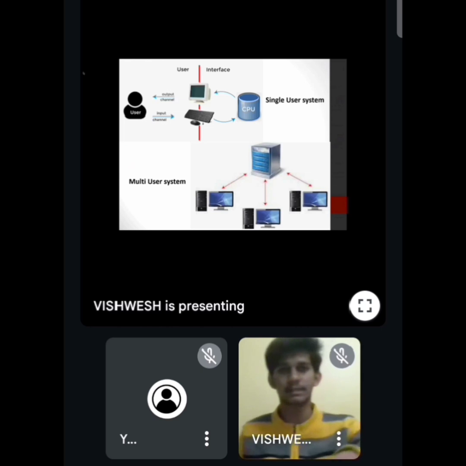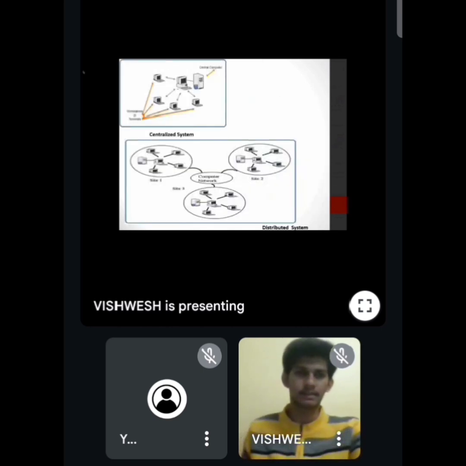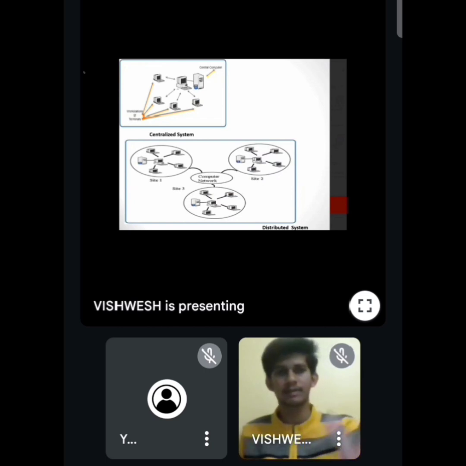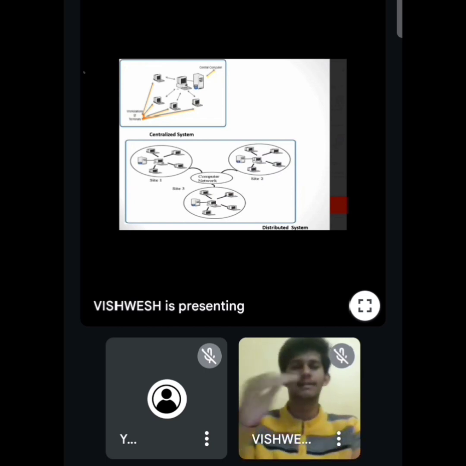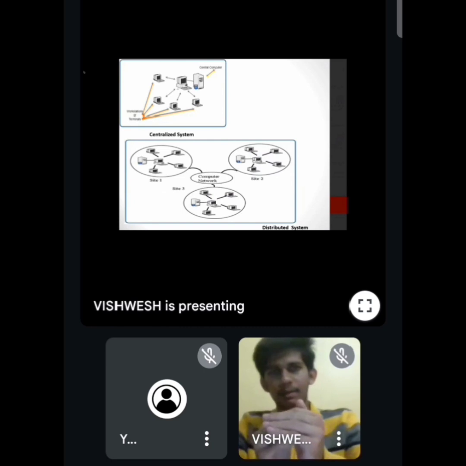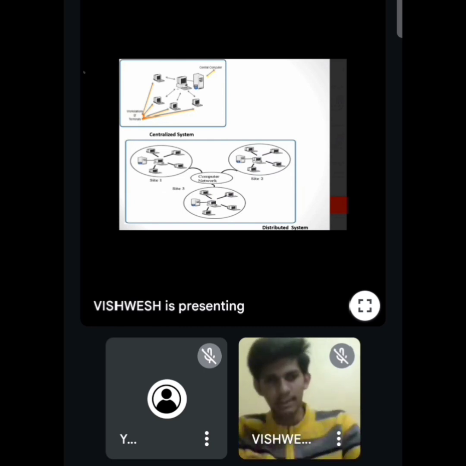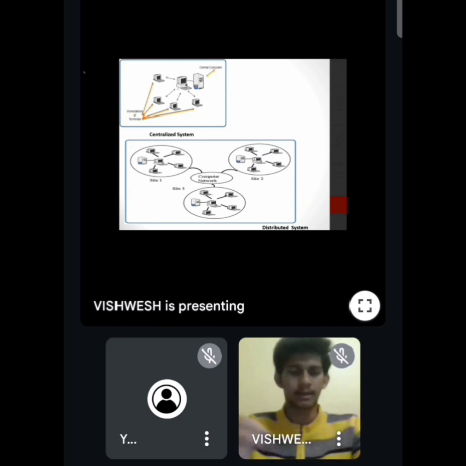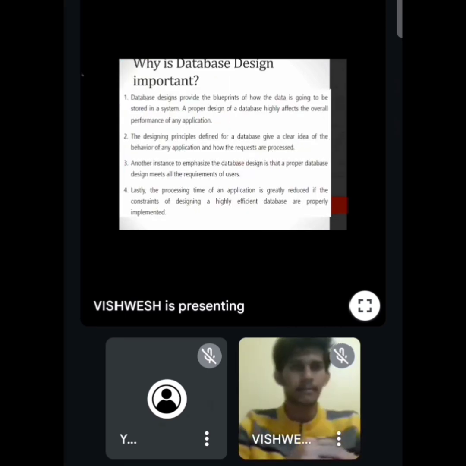So this is the image of single user system and multi-user system, and these are the images of centralized system and distributed system. In a centralized system, there's only one node which performs all the tasks, but in a distributed system there are different nodes, two to three nodes, which are connected to each other, and the tasks are separate for each.